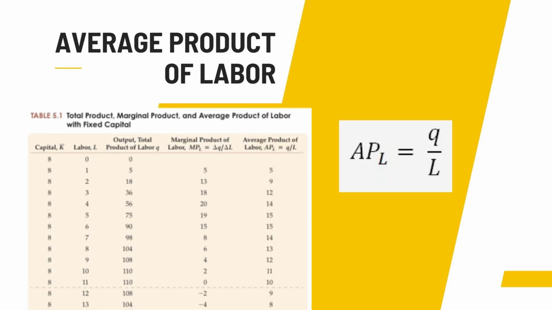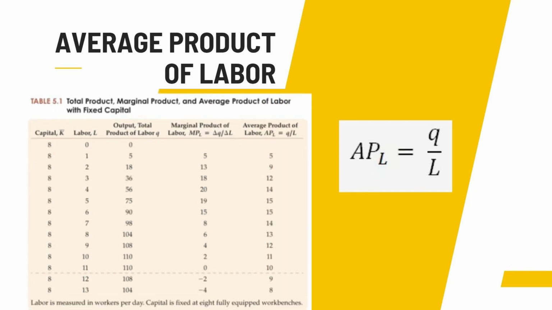Based on Table 5.1, when the number of workers increases from 1 to 2, the change in labor is 1, and the change in output is 13, because output rises from 5 to 18 computers. Therefore, the marginal product of labor is 13, meaning one additional worker produces 13 more computers.